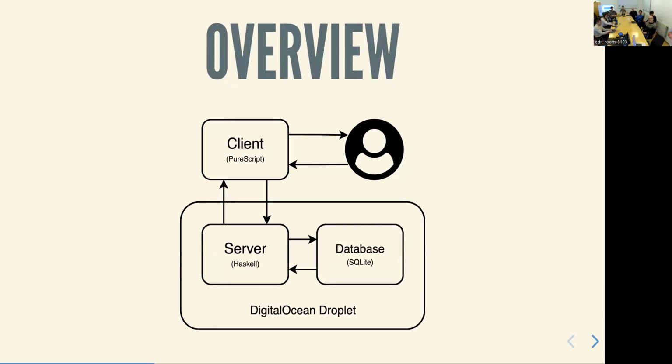It's a website with a client made in PureScript, a backend server made in Haskell, and a very simple database with SQLite. I went with that because I didn't need much data. And the server and database are stored on a droplet in DigitalOcean, which is like one of these cloud infrastructure companies. That is not one of the huge ones. So went for that.